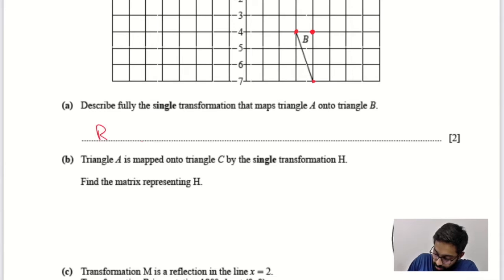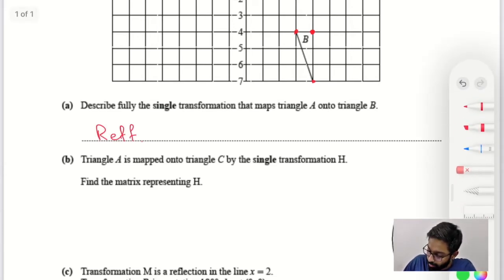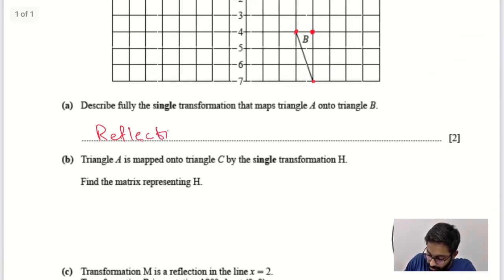So we write the answer there. Reflection, sorry, I don't know why I wrote the other F. It is a reflection in the line y equal to minus 1.